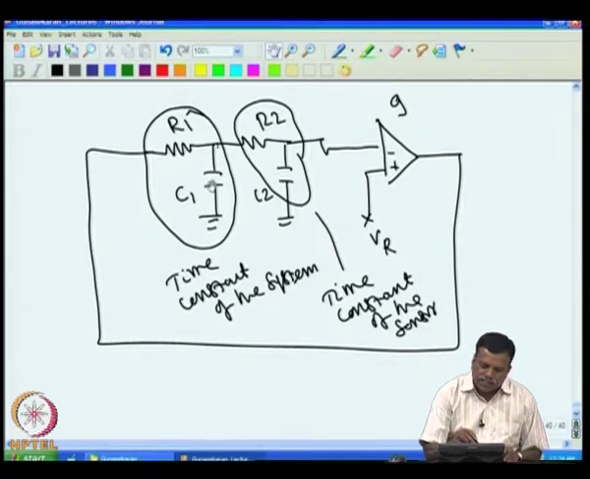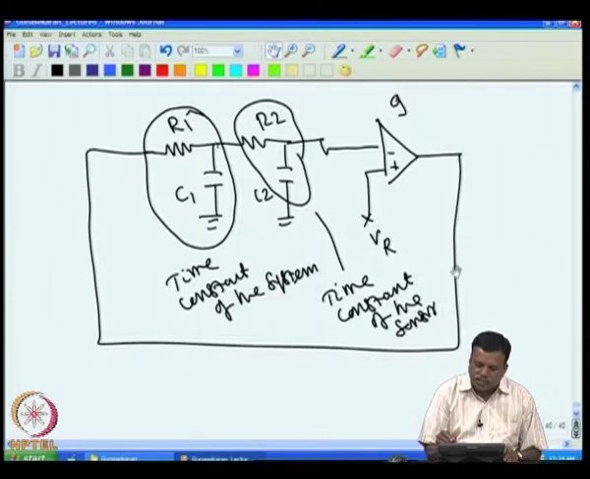Here we have an oven and here we have a temperature sensor. The temperature sensor output is given to a comparator or an amplifier, and then we compare it with the reference. This is a set value. The difference between these two is amplified, and the amplifier voltage appears here.